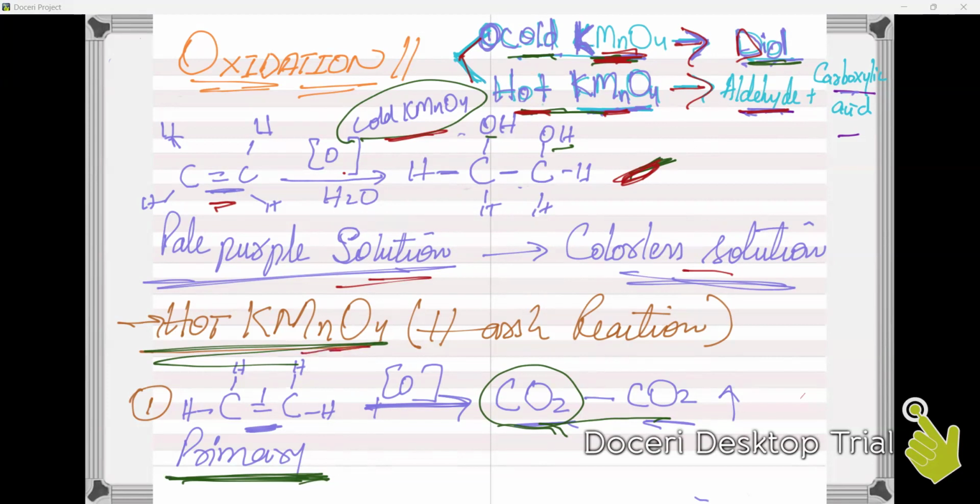So if it's hot KMnO4, it's a very harsh reaction. If it's a very harsh reaction and I'm reacting it with ethene, which is a primary compound, then this will change into simple two carbon dioxides. This is a comparison of ethene oxidation with hot KMnO4 and cold KMnO4.